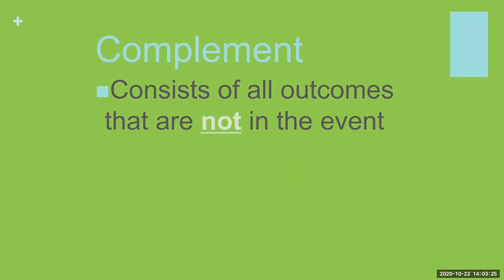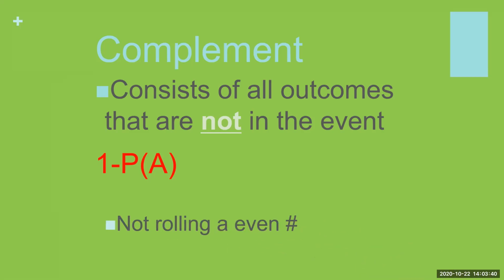So complement. Complement consists of all outcomes that are not in the event. You could also think of it as 1 minus the probability of the event, because it's the not part, so 1 minus. So what would be the complement of rolling an even number? That would be all your odds, 1, 3, and 5. And again, notation, if you're looking for complement, is this little superscript C.